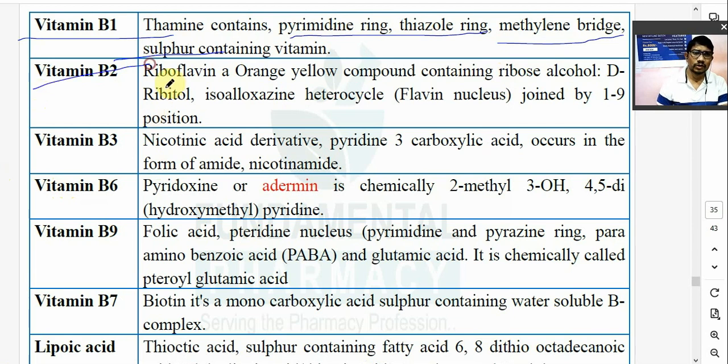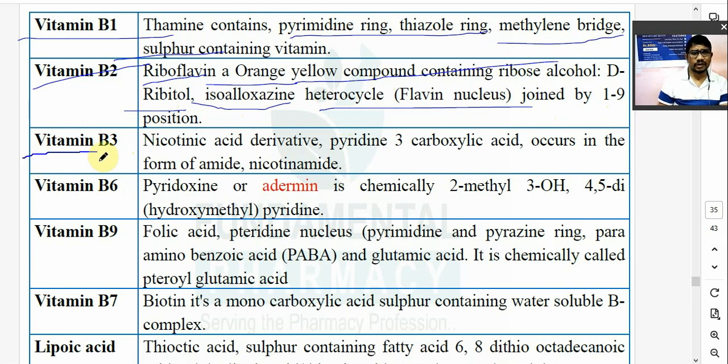विटामिन B2 बोलते हैं अपन उसको राइबोफ्लेविन. इसमें कौन सा रिंग होता है, इसके ऊपर भी क्वेश्चन आ चुका है. Isoalloxazine. It is an orange yellow colored compound containing ribose alcohol known as ribitol. इसमें राइबोज अल्कोहल होता है, रिबिटॉल है ना. राइबोज का ही रिड्यूस्ड फॉर्म क्या होता है, रिबिटॉल. Ribitol and isoalloxazine tricycle, that is also known as a flavin nucleus. इसको फ्लेविन न्यूक्लियस बोलते हैं. They are joined together by position 9 at carbon.